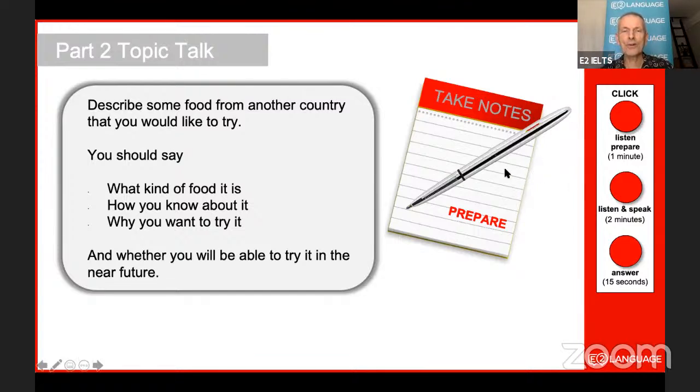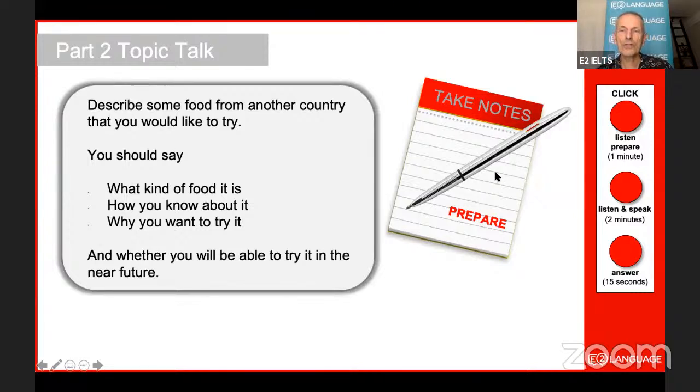Can I talk about ice cream? Yes, you can definitely talk about ice cream. Sarah, when they say a food from another country, of course. I'd like to try Italian gelato. Yeah. It's very flexible. As long as you talk about food from another country, that's all right. Any food you like. And you can talk about lots of different foods too.